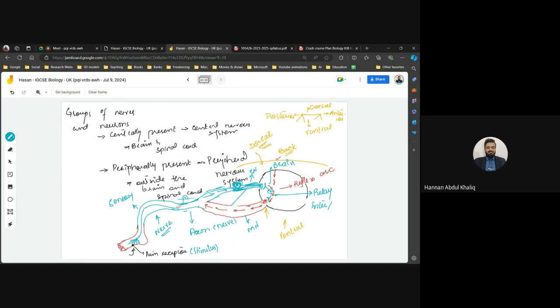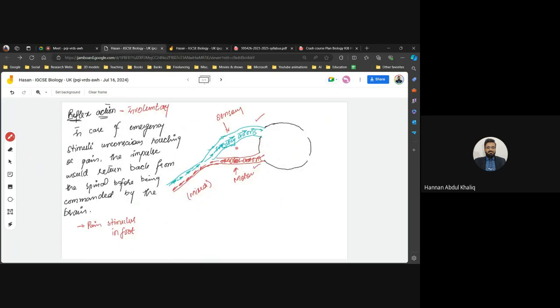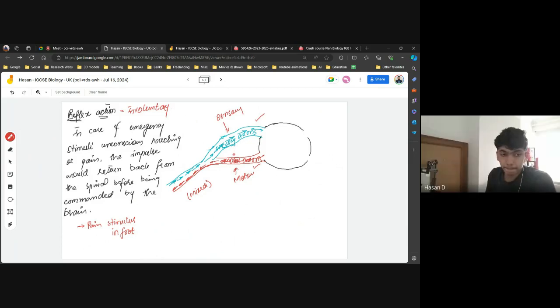But if it is going back towards the receptor before going to the brain, that means it is a reflex action. And since it makes an arc-like path, we call it a reflex arc. So that is the meaning of reflex arc and reflex action. Did you get it? Yeah.